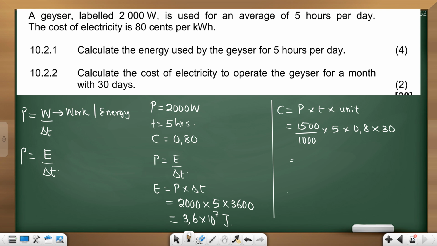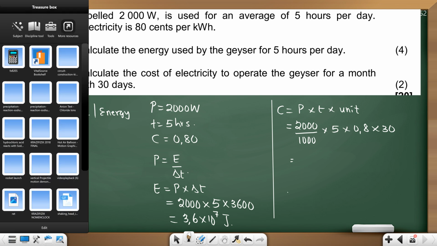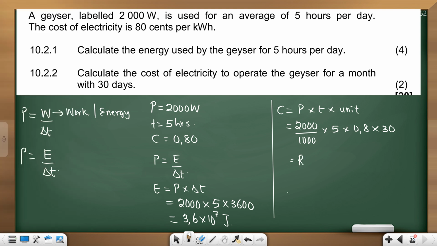Yes, Michelle? Why is it 1,500 instead of 2,000? Oh, sorry. 2,000 here. I think the other question was in my head. 2,000 converted to kilowatt, that's divided by 1,000. Time is 5 hours for 1 day, but we have 30 days, right? And the unit is rand. So what will this give us? 240 rand.